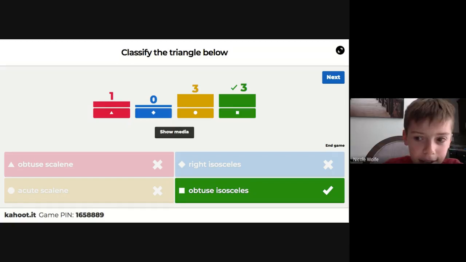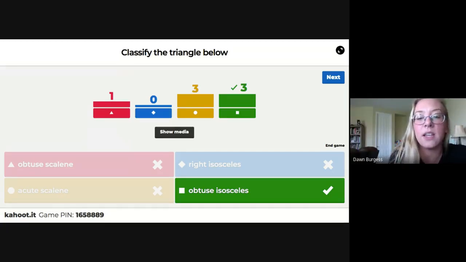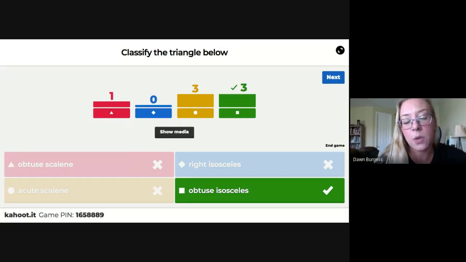So you had an obtuse angle in there, so you wanted to choose obtuse, and then you needed isosceles because 2 of the lengths of the sides were equal. You had 2 of them that were equal to 5.